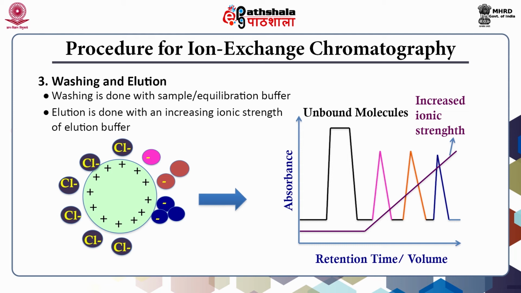As we just discussed, in case of an anionic exchanger, the pH of the elution buffer has to be decreased. Similarly, the ionic strength has to be increased. But in case of a cationic exchanger, the pH of the elution buffer should be increased and the ionic strength should also be increased. In both situations, the ionic strength should be increased.